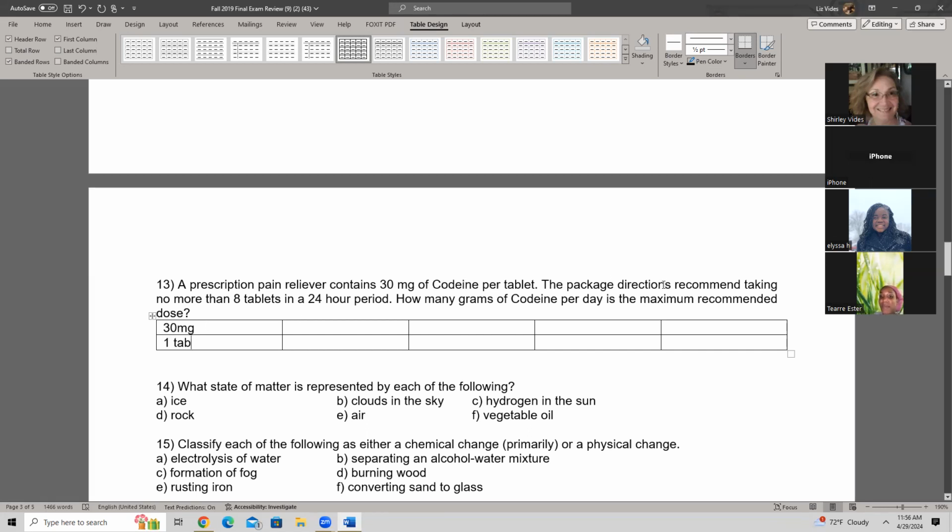All right, so the package directions recommend no more than 8 tablets per day. So 8 tablets. And I'm gonna call it per day, even though they say 24-hour period, because we want the answer per day. We don't want it per hour. If we put 24 hours on the bottom, then we would be doing per hour, and we don't want per hour. All right, so that's it.